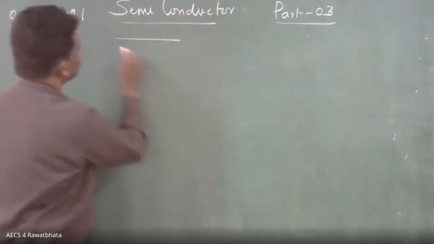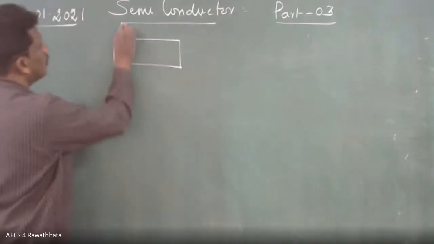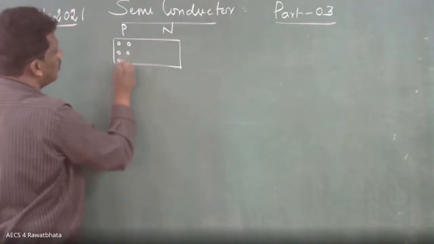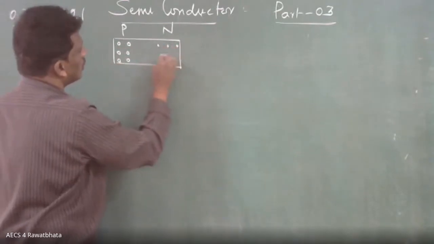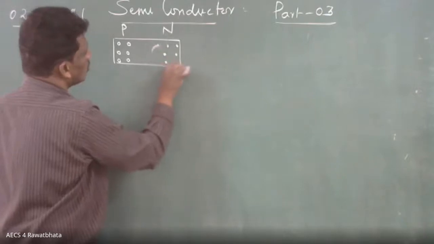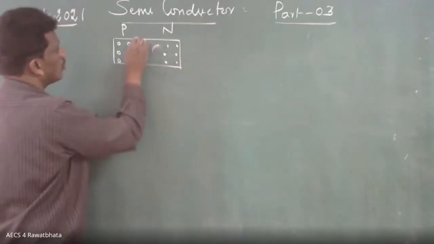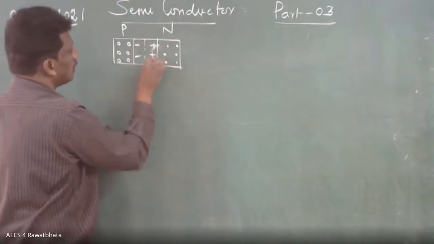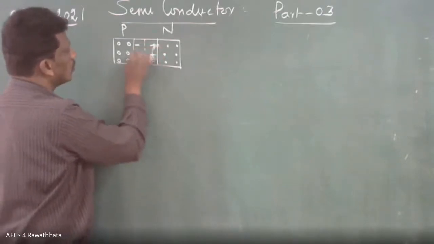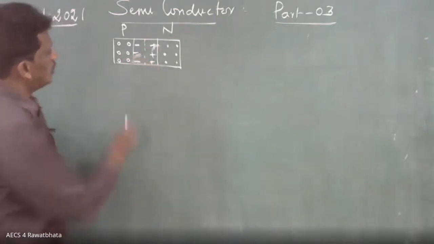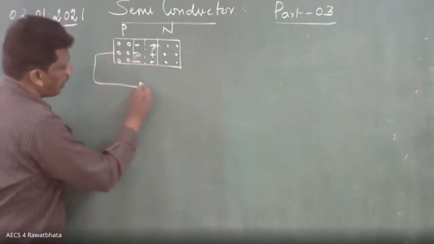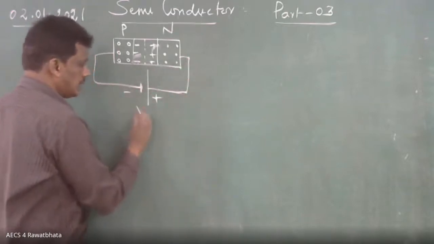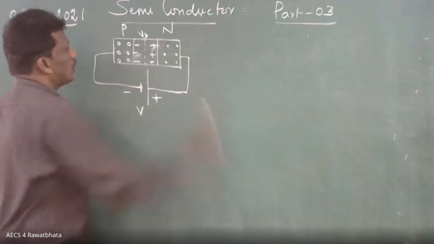So here, suppose you take this as P, this is N. Now you see minus here, plus plus. Now what will happen? Here you are going to connect the minus. Listen carefully. Here plus, just the reverse. So plus, minus, here V, and here the potential barrier VB.